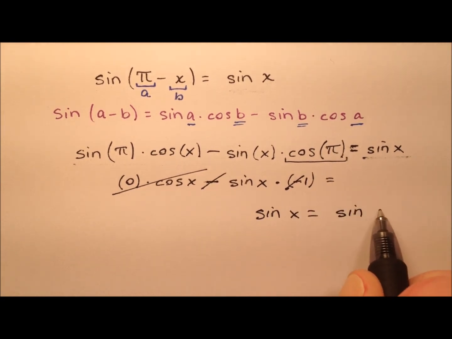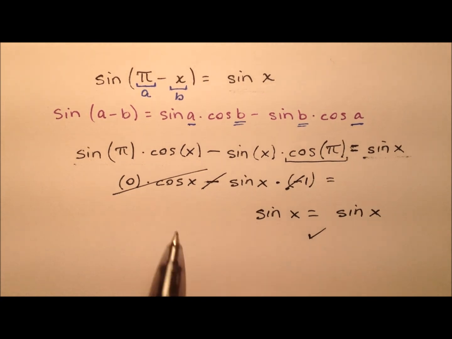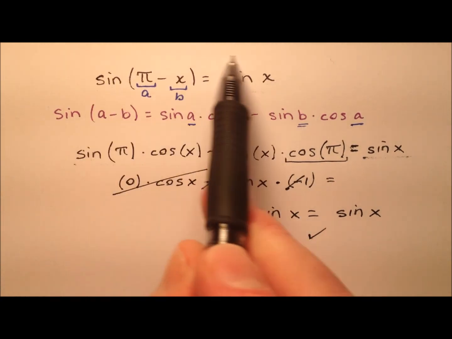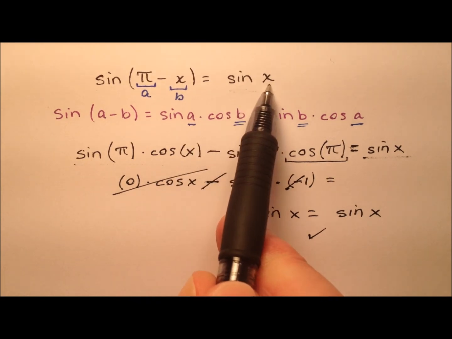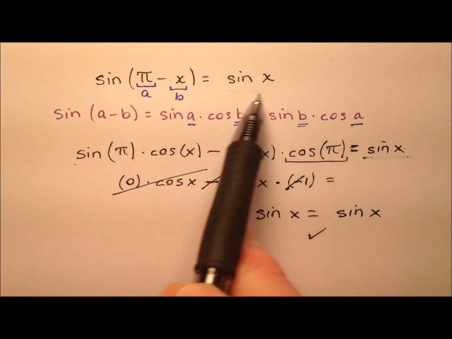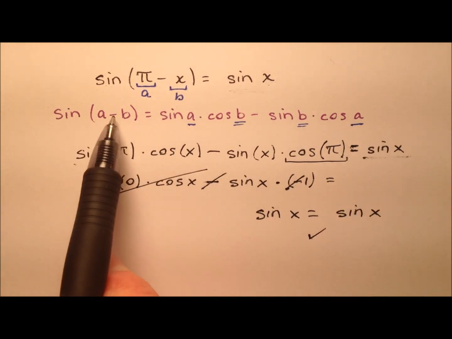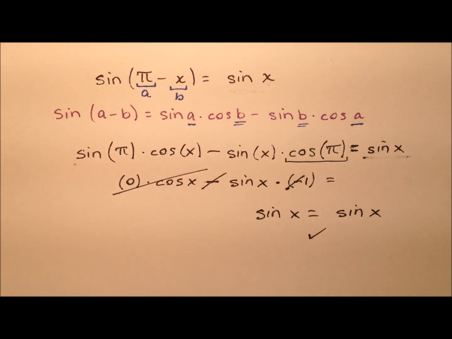So what we see is the sine of x equals the sine of x. So indeed, this identity does work out. And once again, the identity was just saying that the sine of an angle and the sine of the supplement of the angle are going to be the same value. And we showed that in this case by using the difference identity for sine.